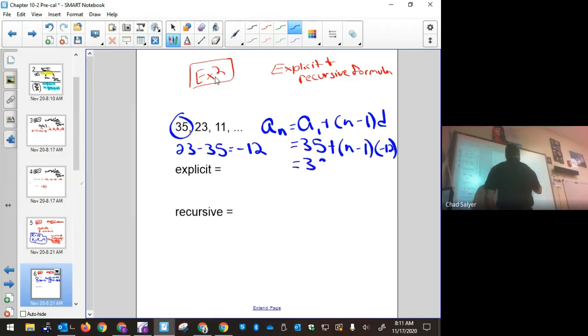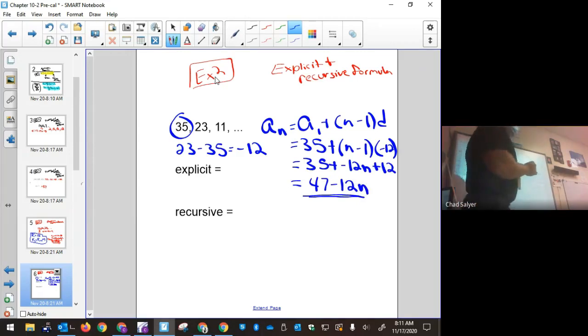And all we do here is distribute. So that's -12n, and then negative times negative plus 12. Almost every error I saw on anybody's paper was they wrote this as a minus. So 35 plus 12 is 47 minus 12n. So that's what I'm looking for there. Alright.